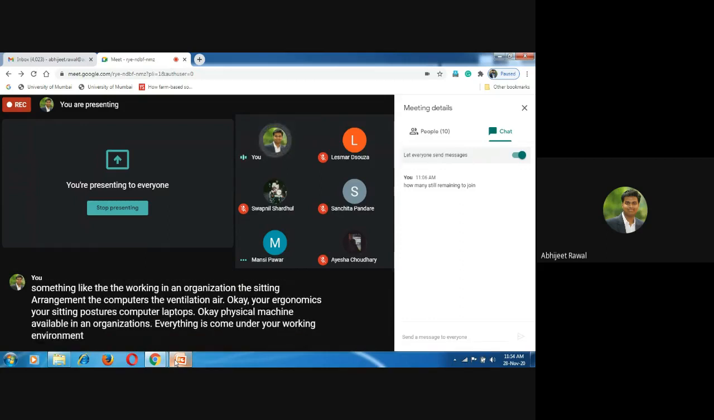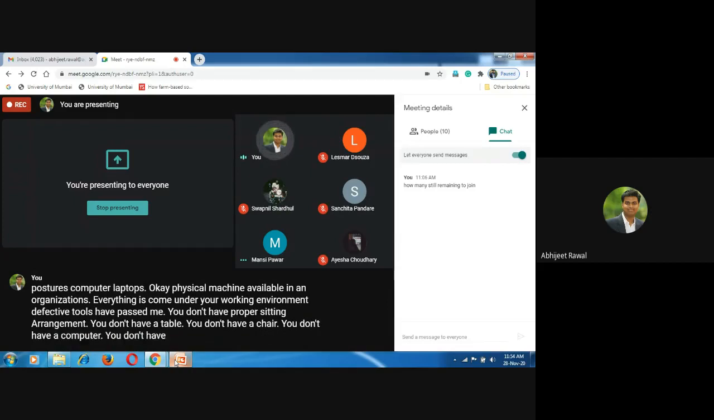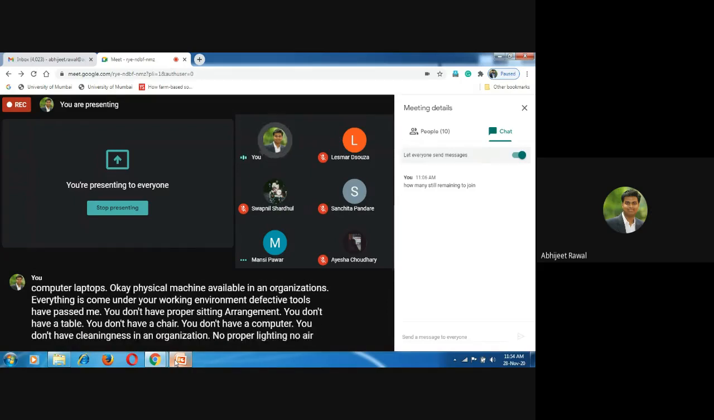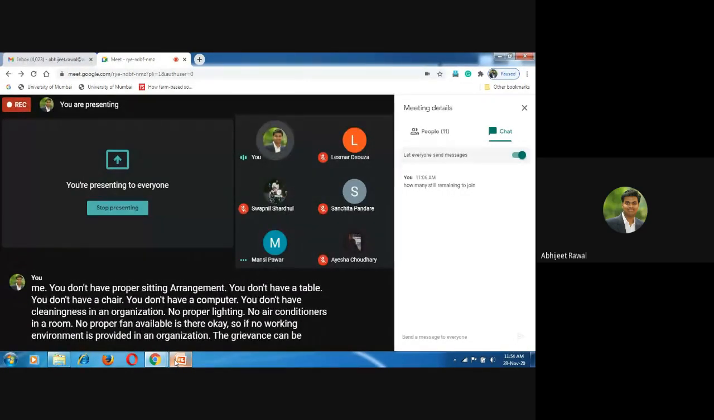Defective tools है आपके पास में, you don't have proper sitting arrangement, you don't have a table, you don't have a chair, you don't have a computer, you don't have cleanliness in an organization, no proper lighting, no air conditioners in a room, no proper fan available. So if no proper working environment is provided in an organization, grievance can be raised. And it is very natural.